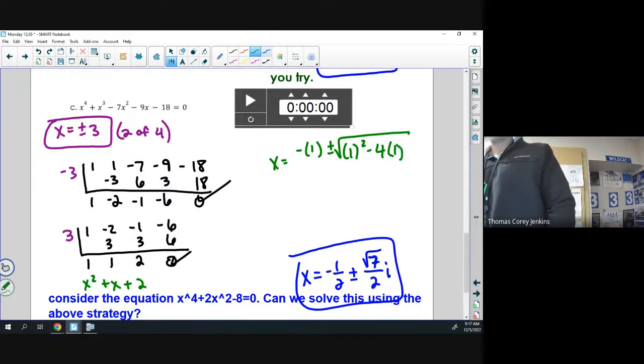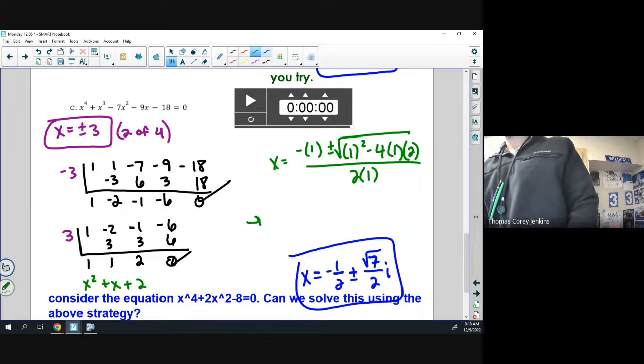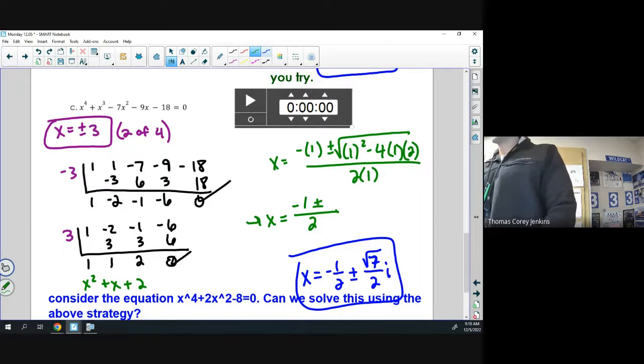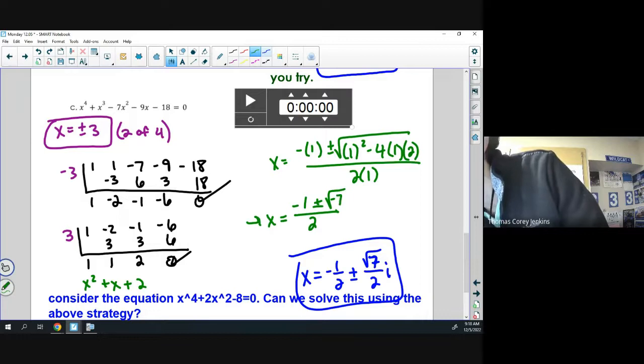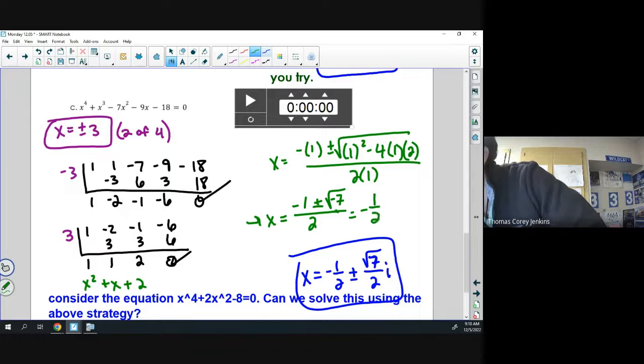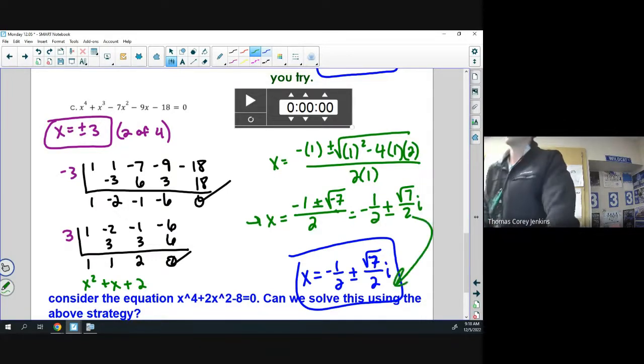Minus 4 times 1 times 2, over 2 times 1. As we clean it up, we'd have -1 plus or minus something over 2. So 1 squared basically is 1 minus 8 would be -7. So the square root of -7, that's where our imaginary number comes into play. So we have -1/2 plus or minus square root of 7 over 2 times i. So that's our last 2.